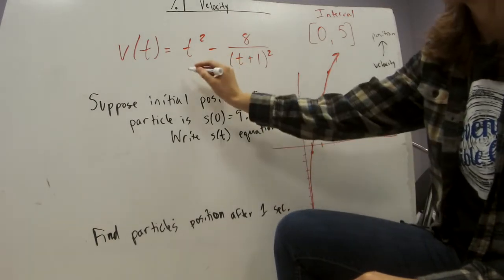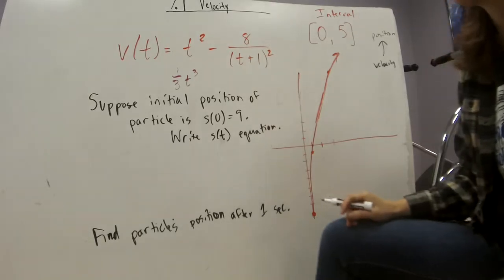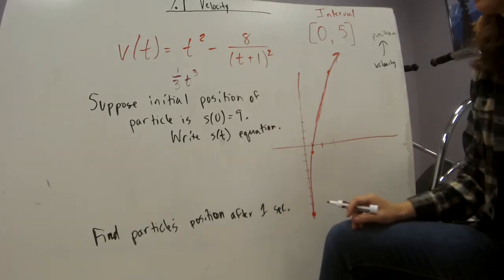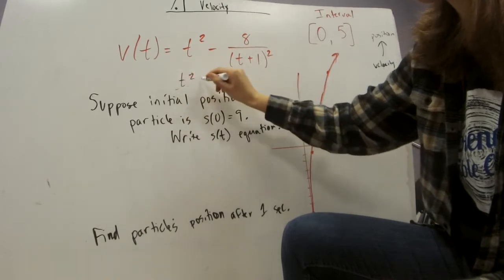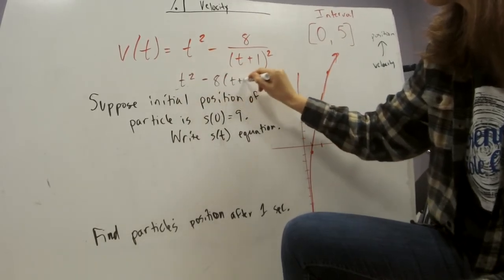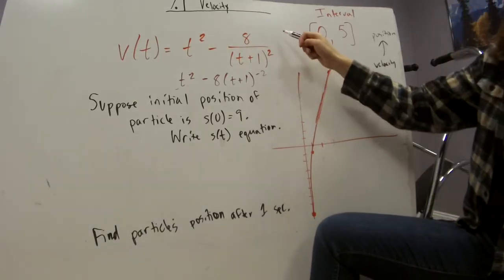This is really easy to go backwards from, right? This is 1/3 t cubed. This is gross to go backwards from. What I might do, actually for just a second, I'm not going to go backwards yet. I'm just going to rewrite this. Can't we rewrite this like this? Is that okay for everybody? Right, I just brought that to the top.